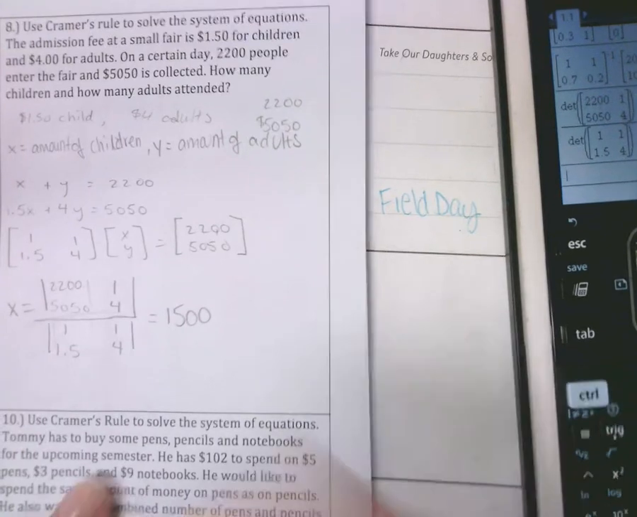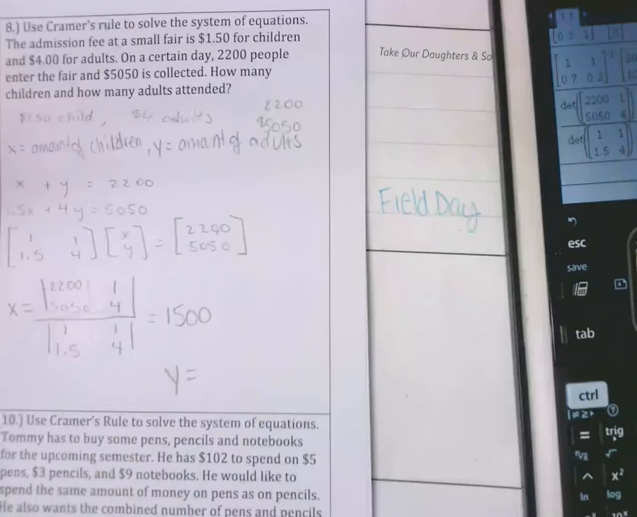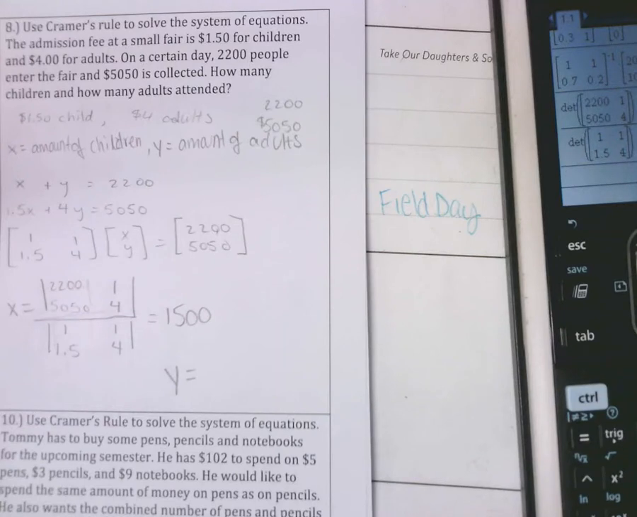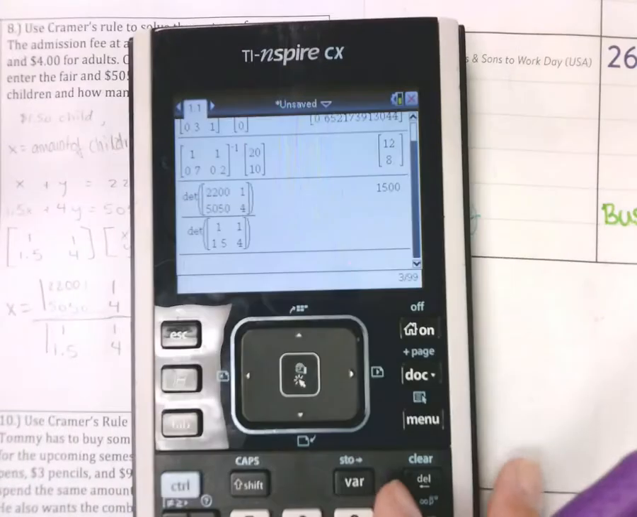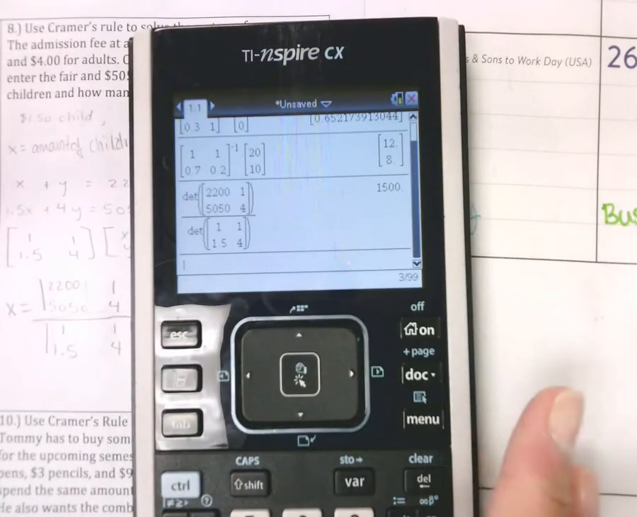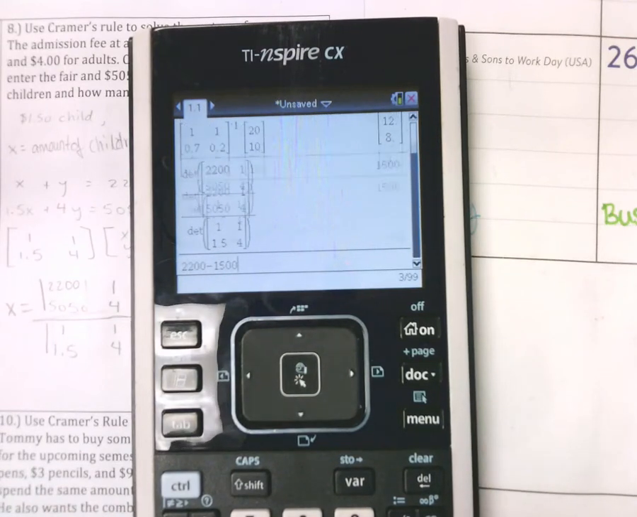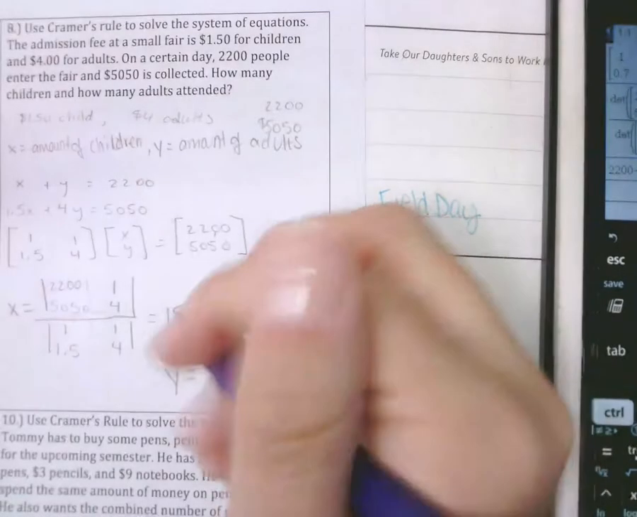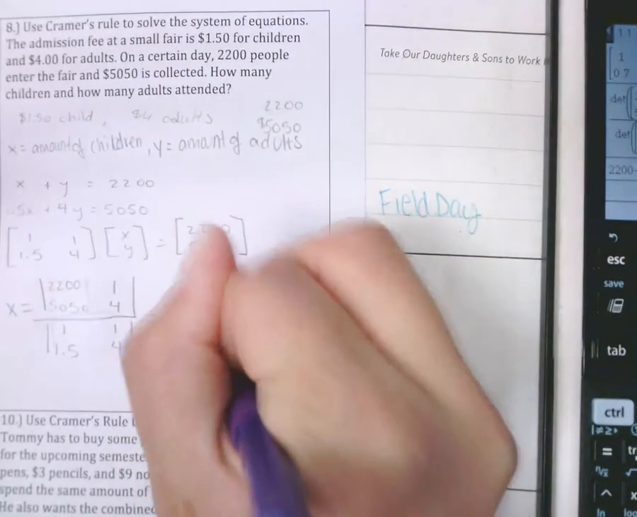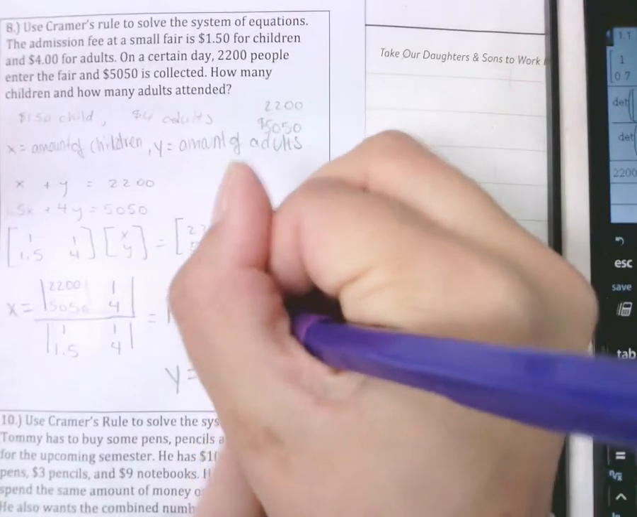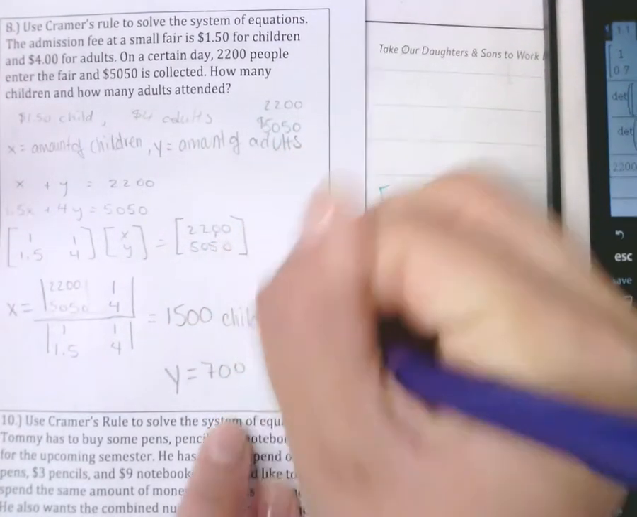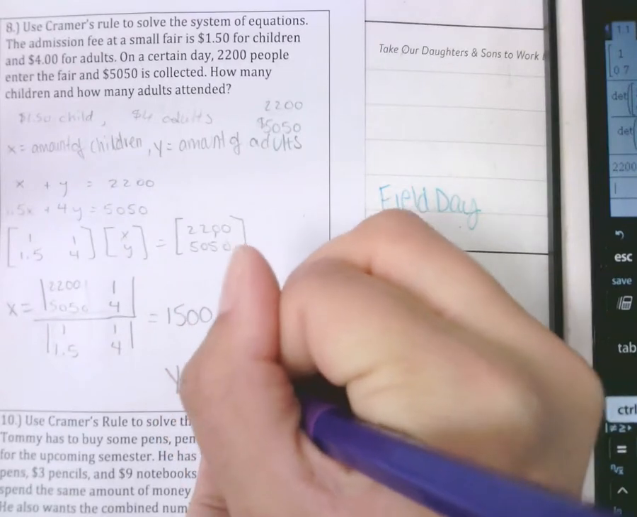Then if you want, you can find y with substitution. How many people went to the fair that day? 2,200. So if 1,500 of them are accounted for by children, that's 700. Do you know why my letters are capitalized? You have caps lock on. I don't understand how determinants are related to Cramer's rule. So there were 1,500 children and then 700 adults.